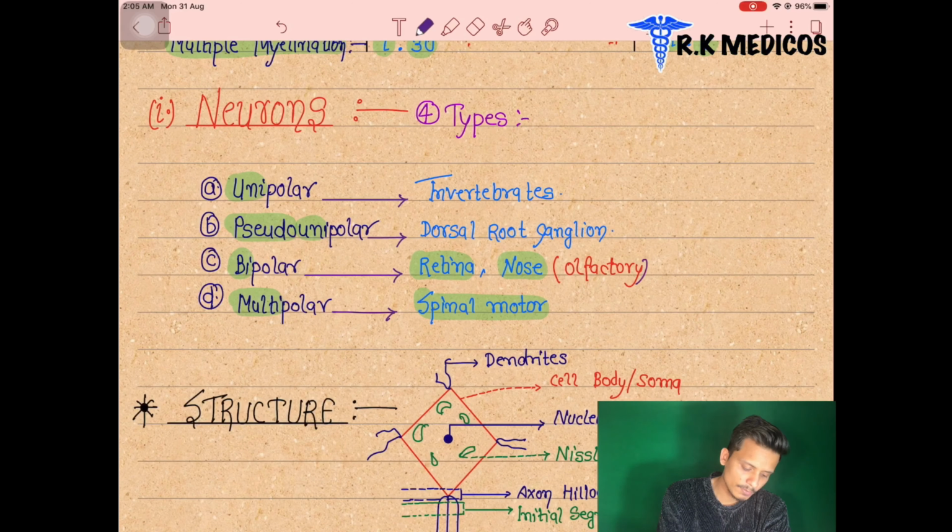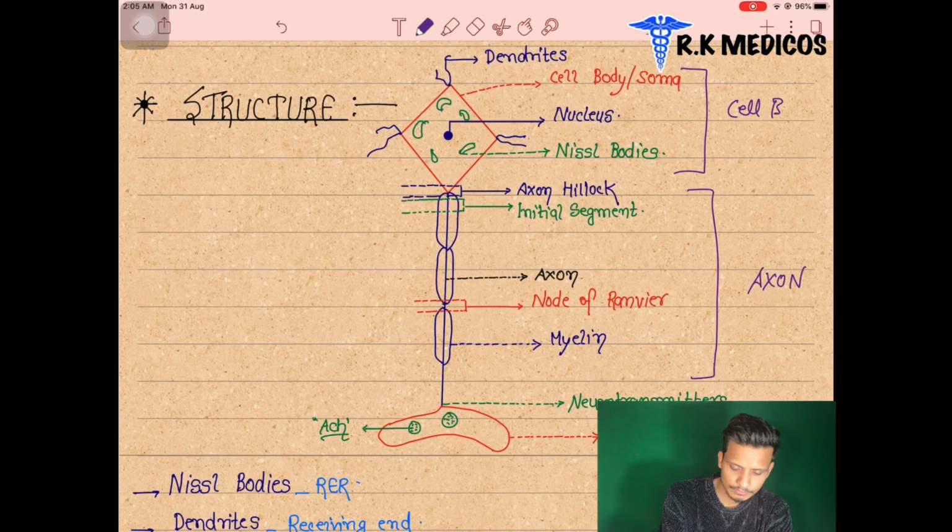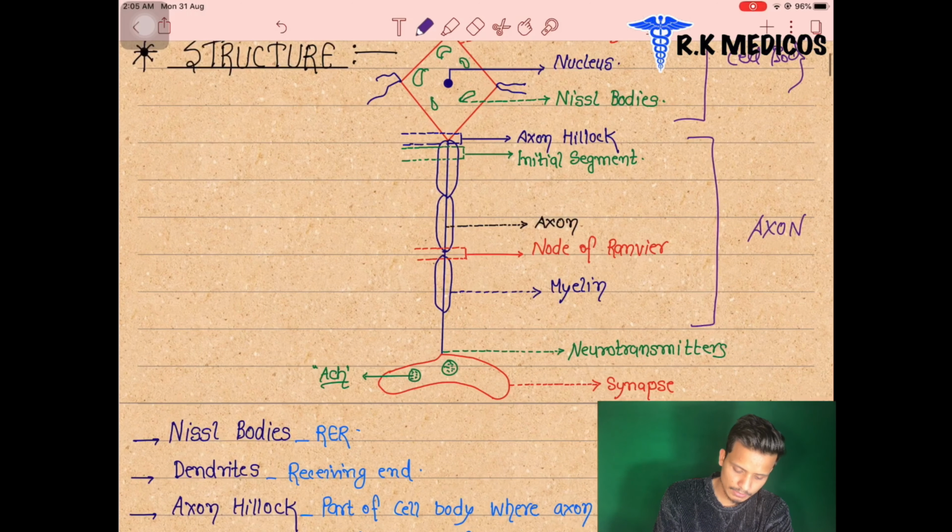Most important one is bipolar and pseudo-unipolar. Now look at this diagram. One point is important here. This is the structure of the neuron. We can see this is the cell body here. This is the axon. This is the cell body. And this is the terminal end or the synapse.